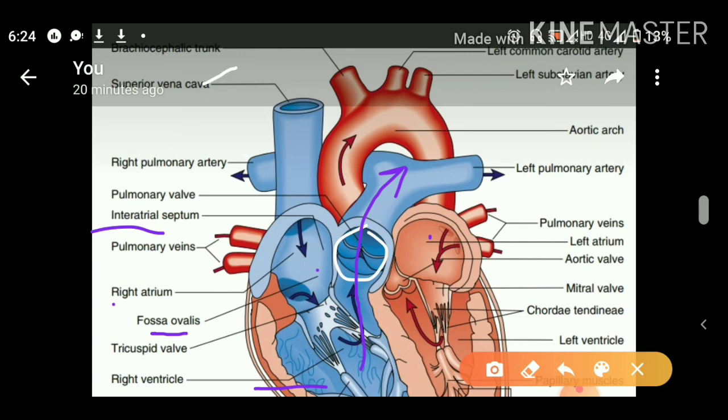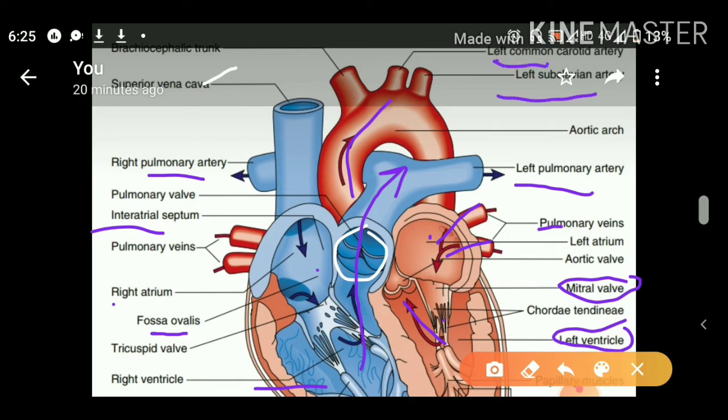Now from here, from both sides, it goes to lungs, and from the lungs oxygenated blood enters into left auricle through pulmonary vein. Now from here the blood enters into left ventricle where it passes through bicuspid valve or mitral valve. From here this blood goes to aorta, and aorta divides into different regions. Subclavian region, it is on the shoulder. Carotid region, near the neck region.